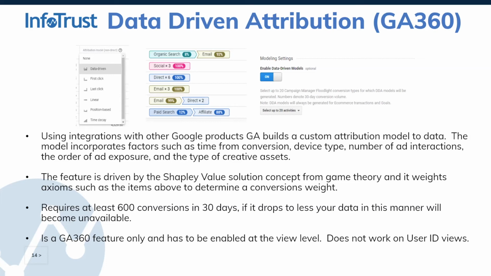This feature is driven by what's called the Shapley value solution concept from game theory, and it weights axioms such as the items above to determine the conversion's weight.